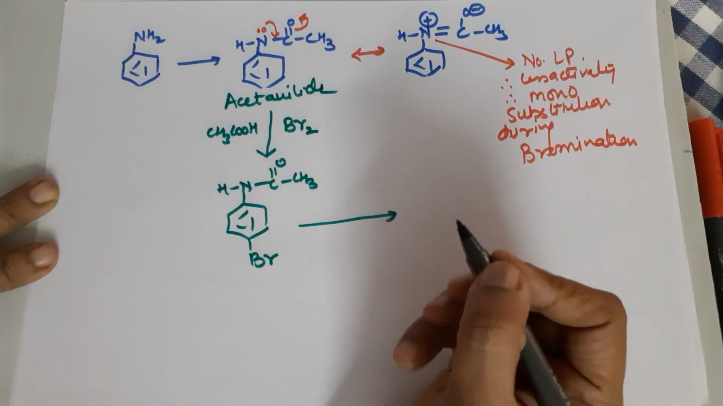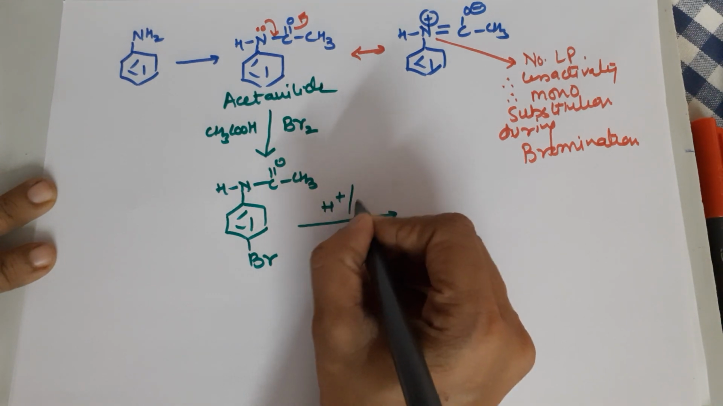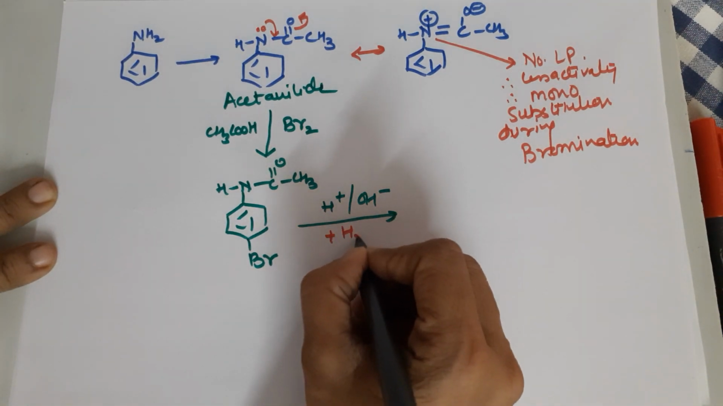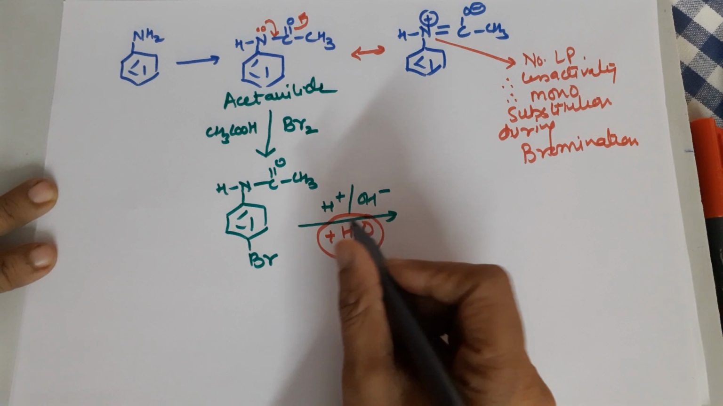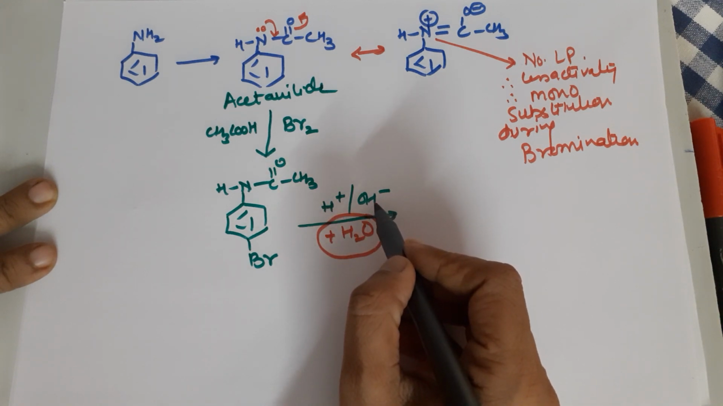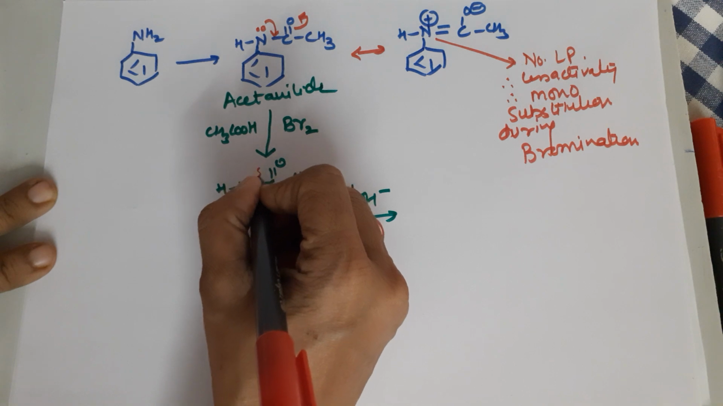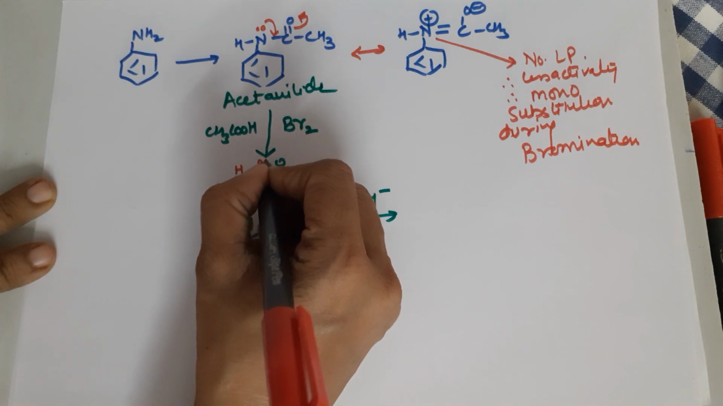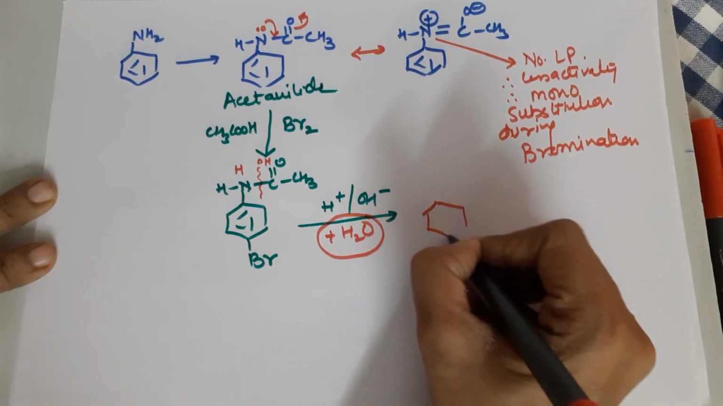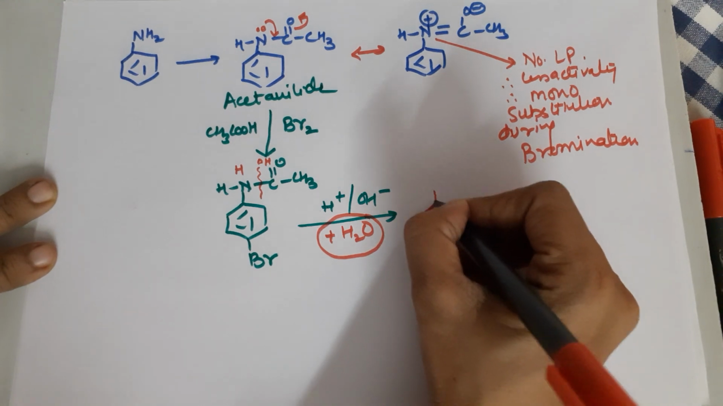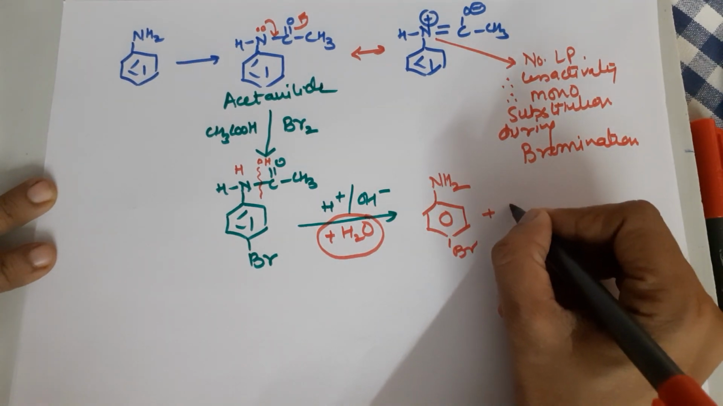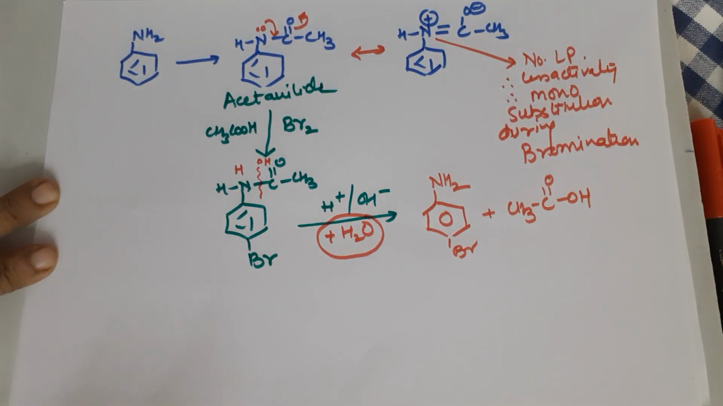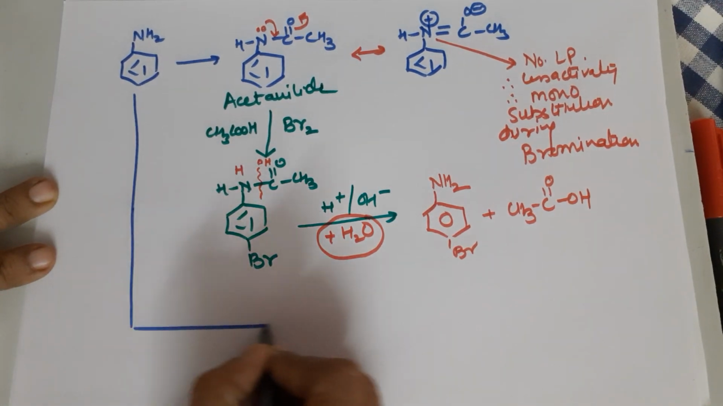Now the agenda is you want your aniline back, you want the NH2 back. Now either you take H positive or you take OH negative, which means you are doing addition of water, that is hydrolysis, which can be done either in the presence of acid or in the presence of base, that's up to you. But it is water which will break the bond like this. This gets an H and this gets an OH. So what do you end up with? You end up with para-bromo aniline and the byproduct is CH3COOH.